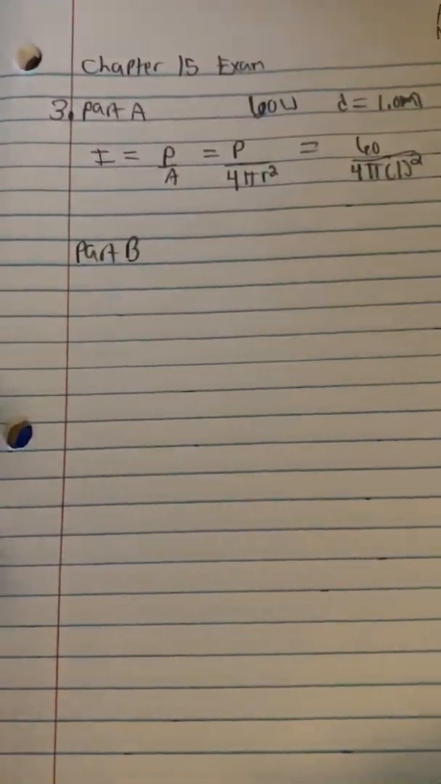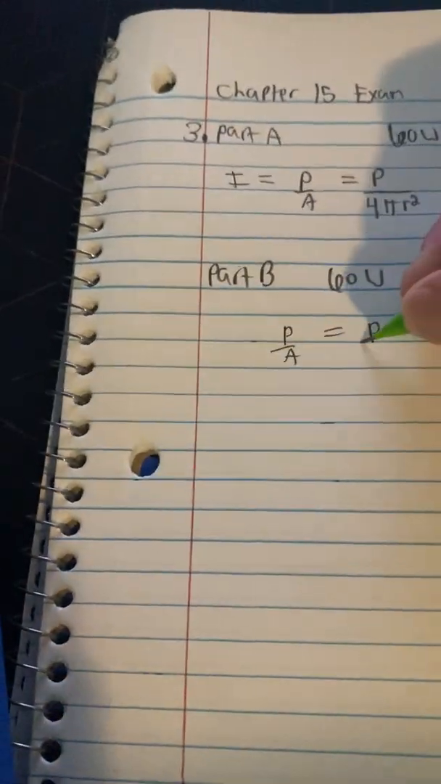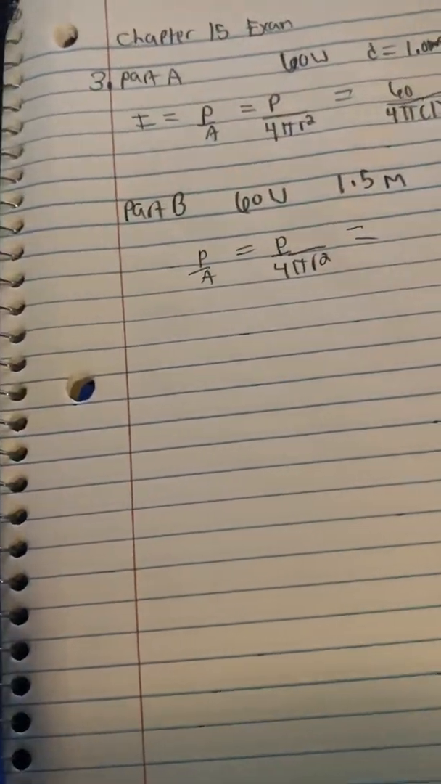Part B asks, find the intensity I of the sound waves produced by one 60-watt speaker at a distance of 1.5 meters. So we have 60 watts and 1.5 meters this time, and we use the same formula, P over A, which is equal to P over 4 pi R squared, which is equal to 60 divided by 4 pi times 1.5 squared.